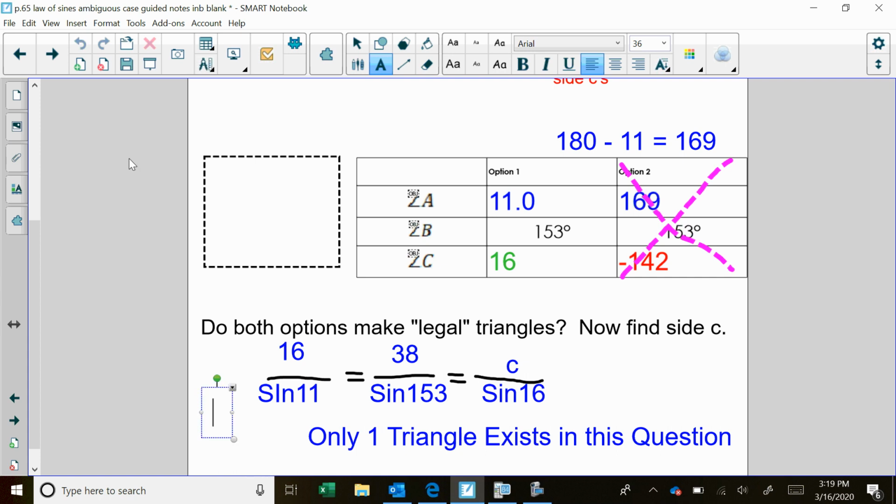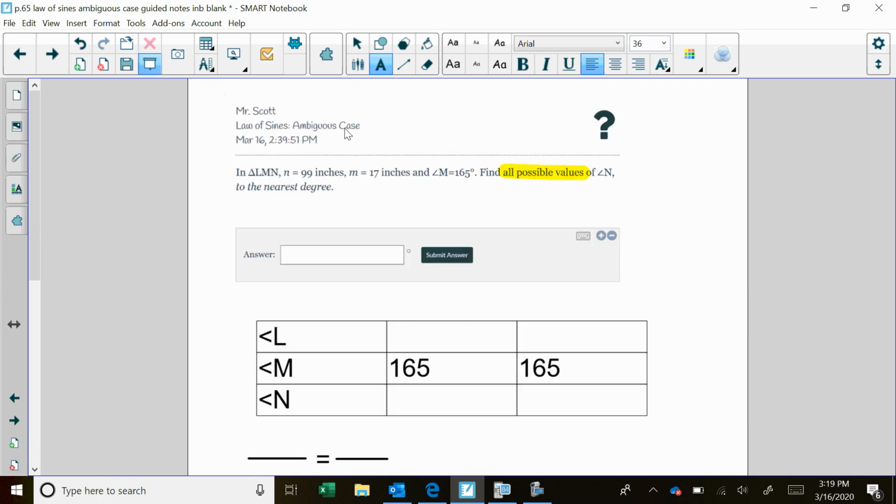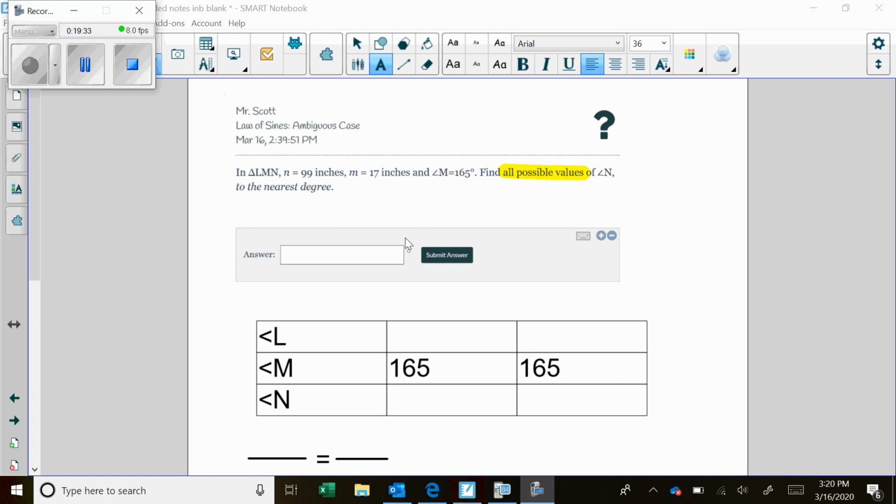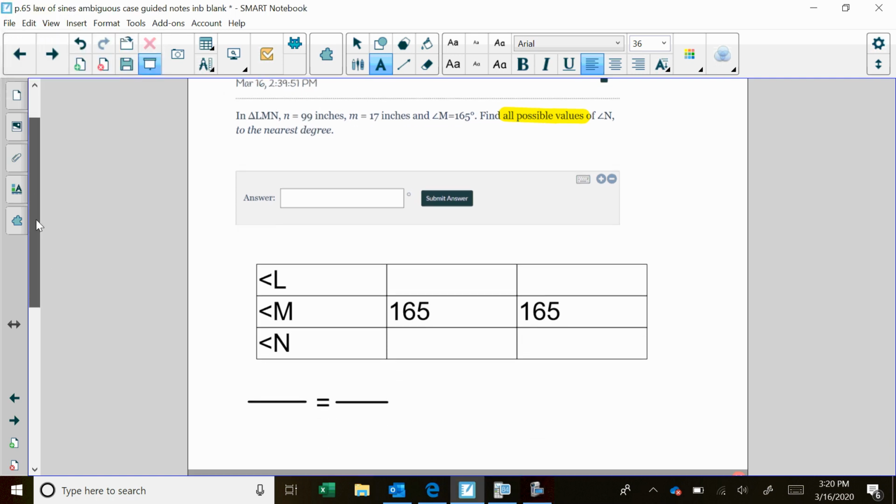All right, I want to show you one more thing before I get out of here. This is a law of sines ambiguous case, as it says here on Delta Math. It says find all answers that are possible. So as we do this problem, you go through and just start the problem as normal, right? So we'll use the little proportion I have going on down here.